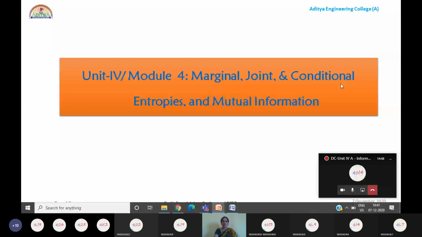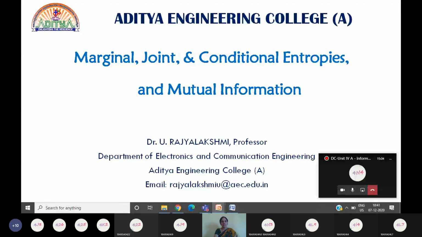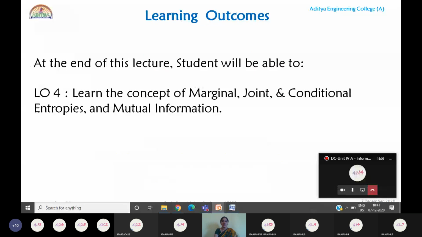Regarding this module, I did not dump the problems in the PPT, so I will provide you the Word document. You can check that Word document. I will mention the example number in your PPT, and you go through the corresponding example in the Word document. So all these things we have completed.